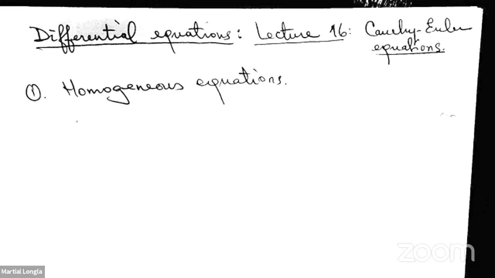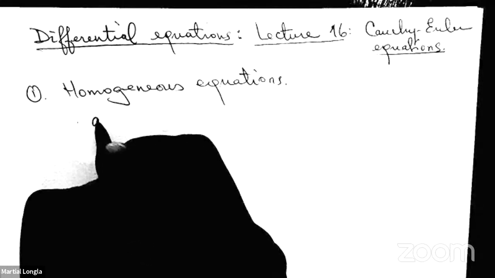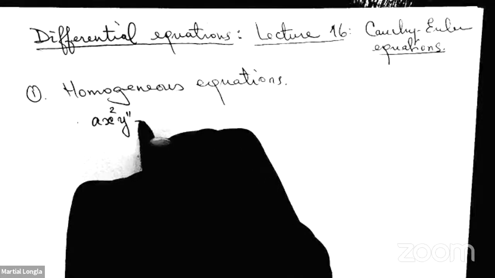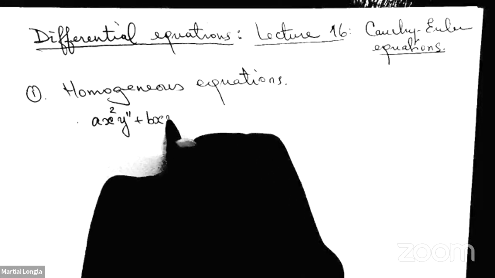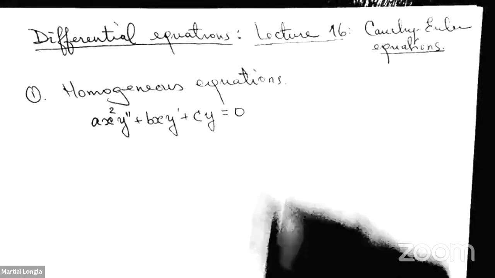So we are going to be talking today about the Cauchy-Euler equations. That's section 6.1 of your book. And Cauchy-Euler equations, the homogeneous equation is of the kind a x squared y double prime plus b x y prime plus c y equals 0.